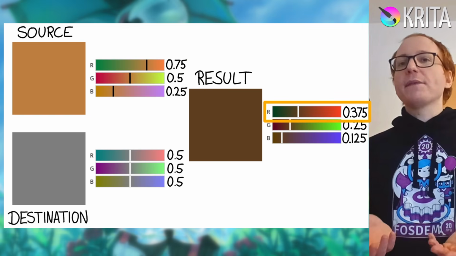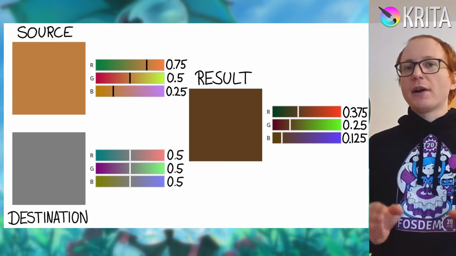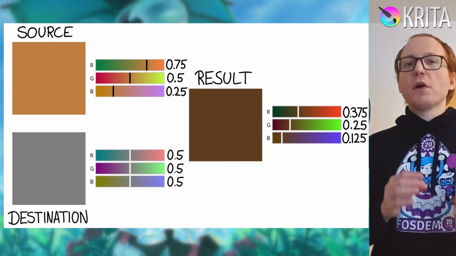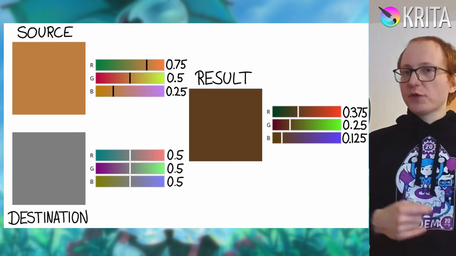is 0.375. And that explains why multiply makes things darker. Since your numbers are usually lower than 1, when you multiply them together, they get smaller, which means your result tends towards black, which means it gets darker.